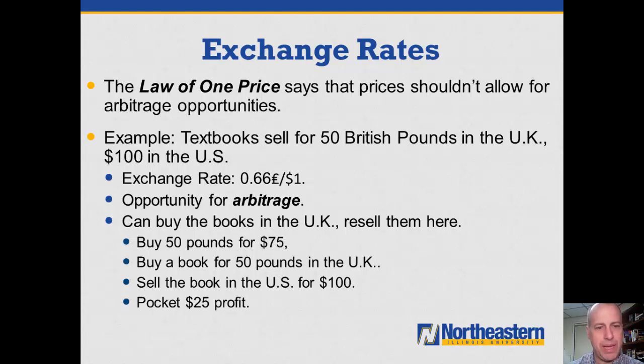We do this by buying 50 pounds for $75. We start with $75 and use it to buy 50 pounds. With these 50 pounds, we buy a book in the UK, and we turn around and sell this book in the United States for $100. So we started with $75, bought a book in a foreign currency in a foreign country, and resold it here for $25 in profit. The law of one price says that this shouldn't happen.